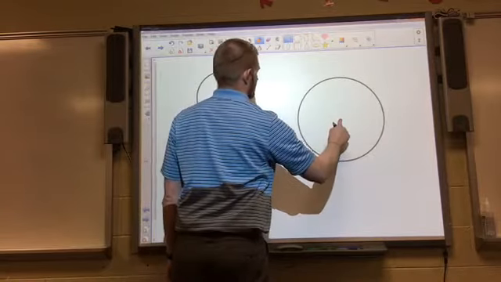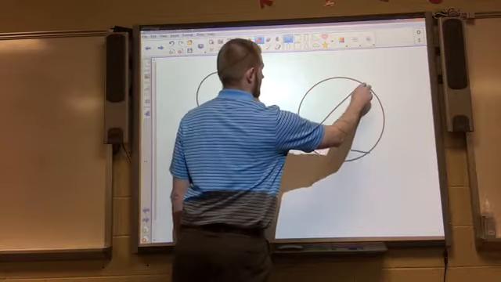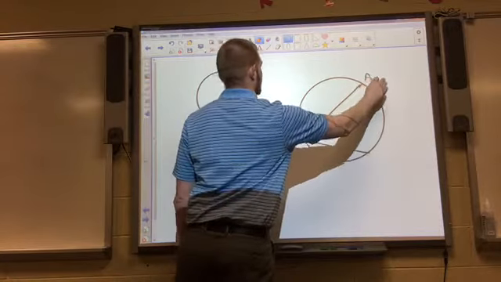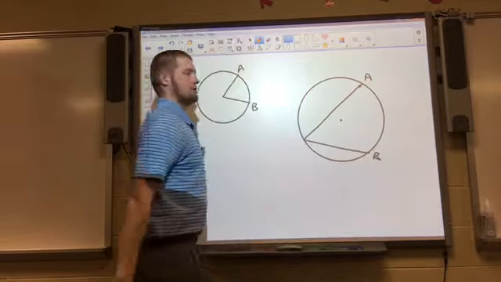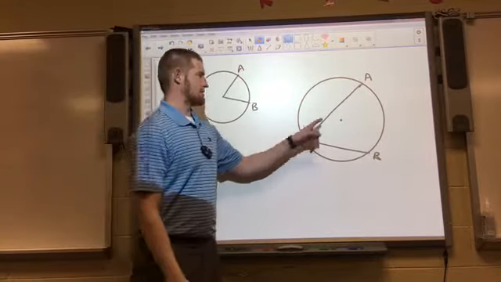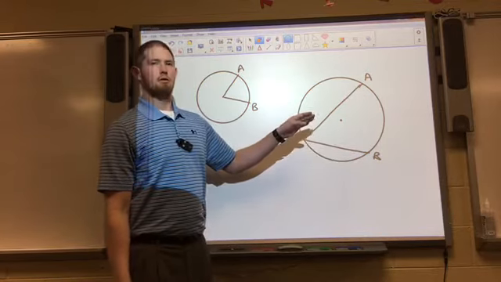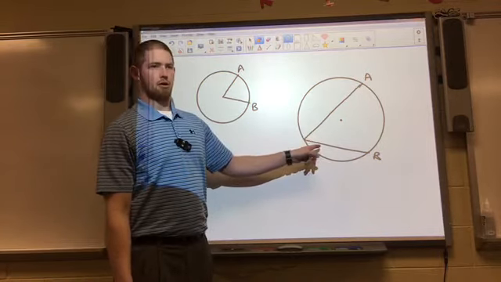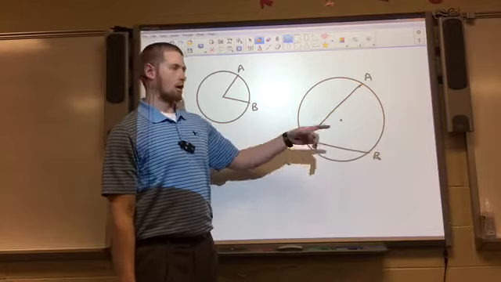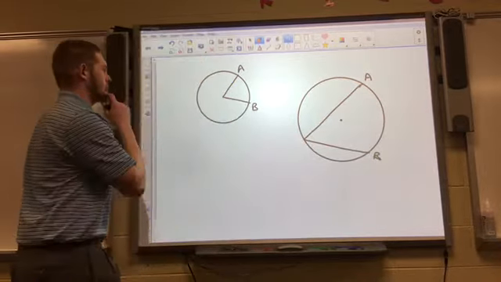Some of you struggle remembering what that's called. You're going to have to know that. What type of angle is this? This is an inscribed angle. What is the relationship between this angle and the arc? The angle's half the arc. Okay? Meaning the arc is double the angle. So just keep that in mind.